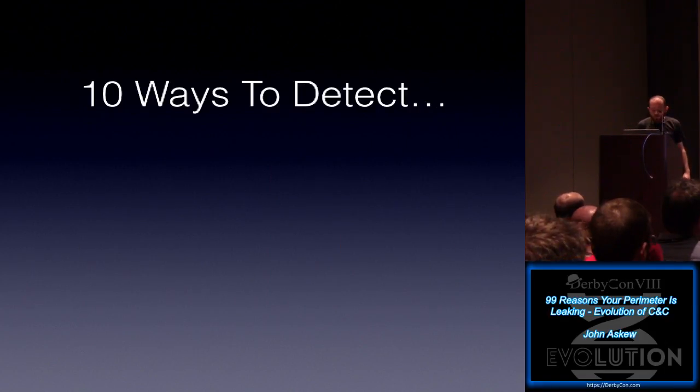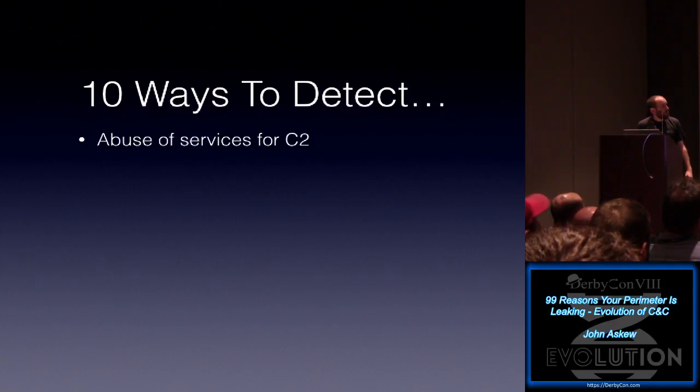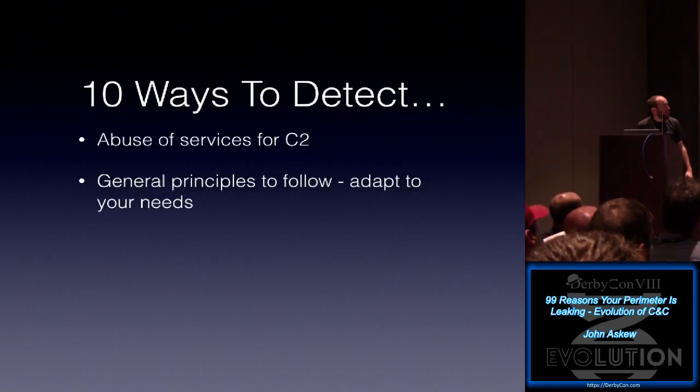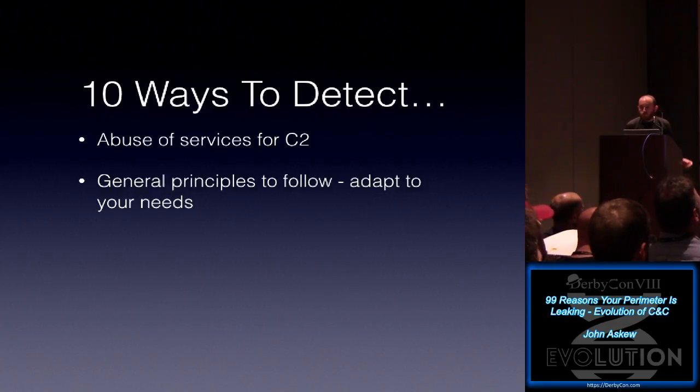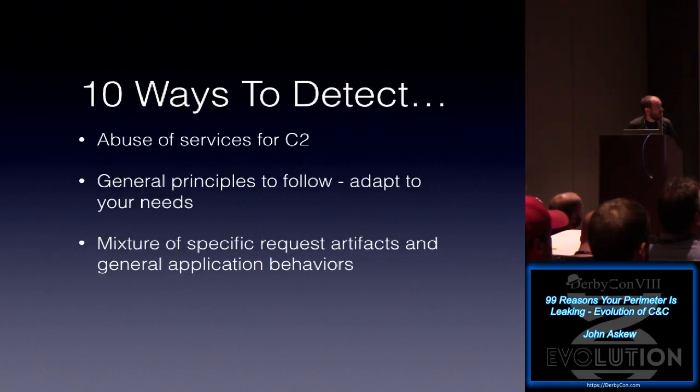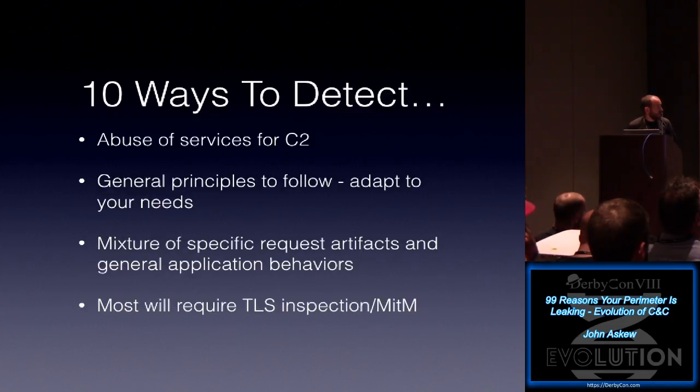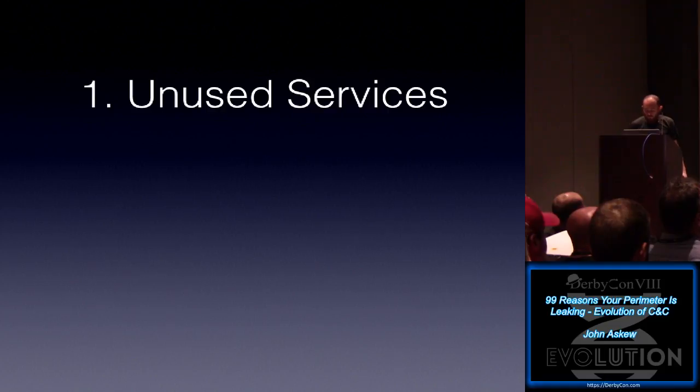And I want to go through 10 ways to detect abuse of using these services for command and control. These are general principles that should be adapted to your specific needs. They're a mixture of specific artifacts you can look for in requests and more general application behaviors. Most of these will require that TLS inspection to look within your HTTP traffic, but that's something we kind of assumed. And these are not a top 10 or even the best 10 or anything like that. It's just 10 things that have come up as I've been looking at doing this.